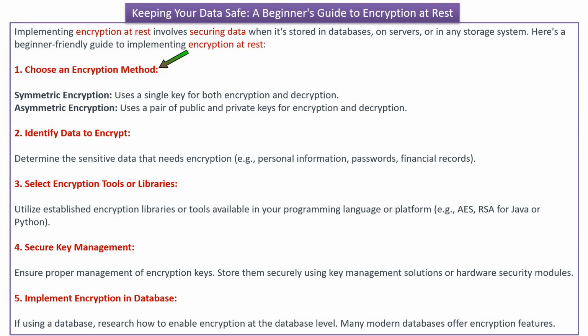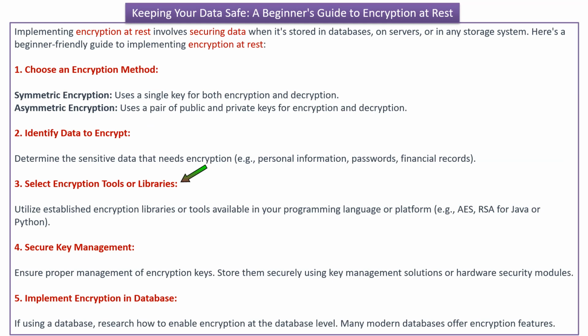Step 1 is choose an encryption method. There are two encryption methods, symmetric encryption and asymmetric encryption. Symmetric encryption uses a single key for both encryption and decryption. Asymmetric encryption uses a pair of public and private keys for encryption and decryption. The second step is identify the data to encrypt. We have to determine the sensitive data that needs encryption, like personal information, passwords, and financial records.